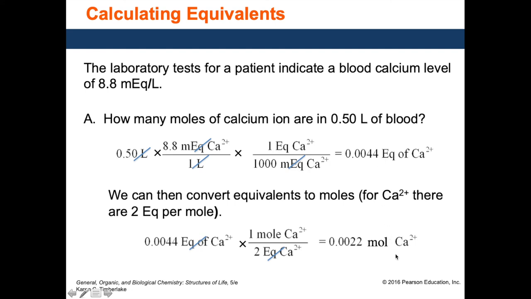Okay, and of course we can do this backwards. If we started off with moles and we wanted to convert to equivalents, we would multiply by that charge. So if we had 0.022 moles of calcium and we multiply by 2, we would have 0.0044 equivalents of calcium.